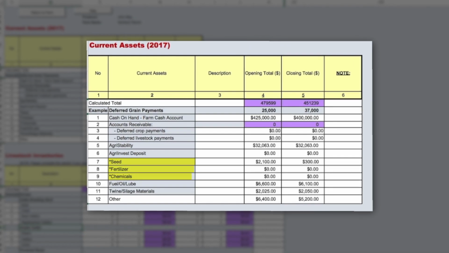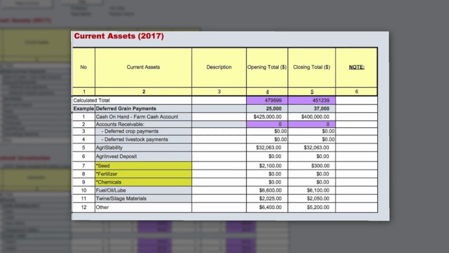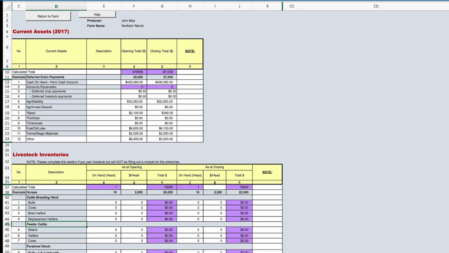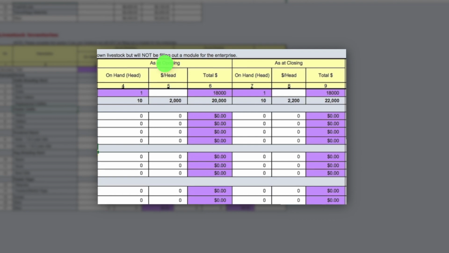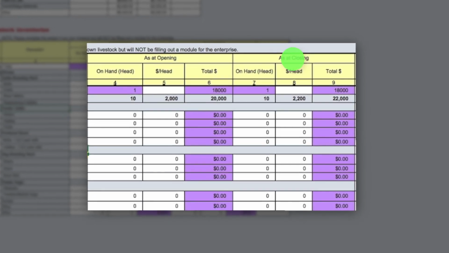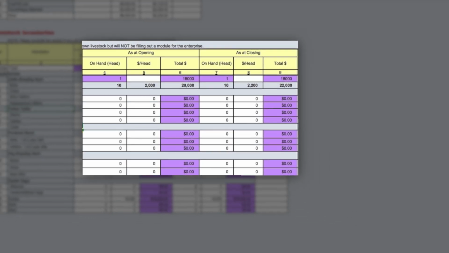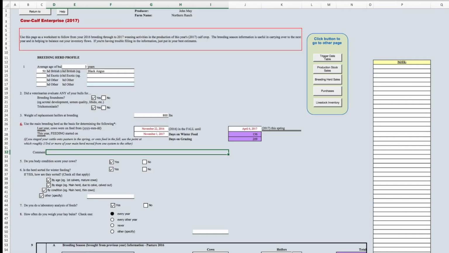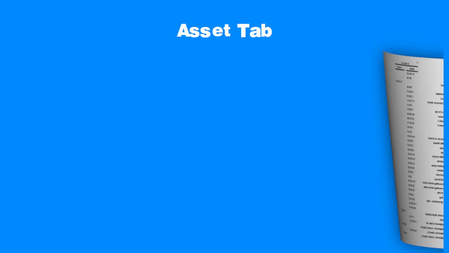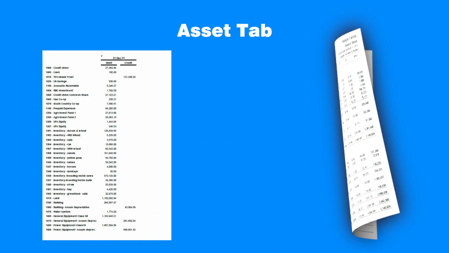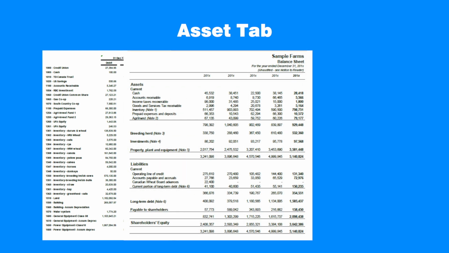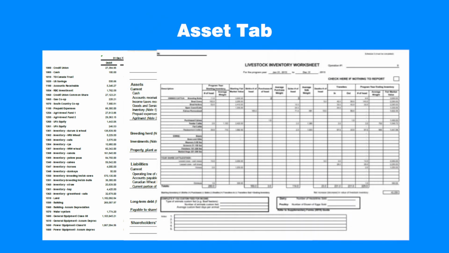If there is any seed, fertilizer, or chemicals in inventory, be sure to record the total information here. The livestock inventory table accounts for the opening and closing numbers and values of the farm livestock. If you are compiling any of the beef modules, this does not need to be completed for that particular beef enterprise. Information for the Asset worksheet can be found on the trial balance, in the farm's financial statement in the inventory notes, or the farm's AgriStability year-end inventory statement.